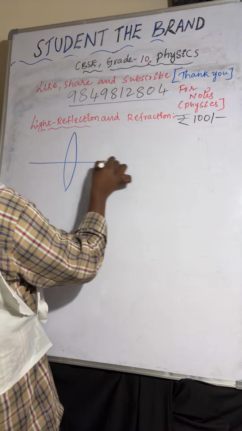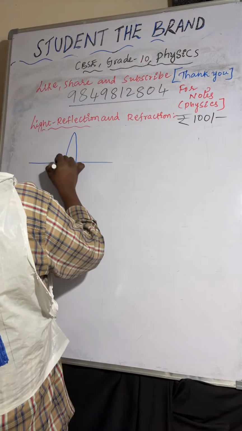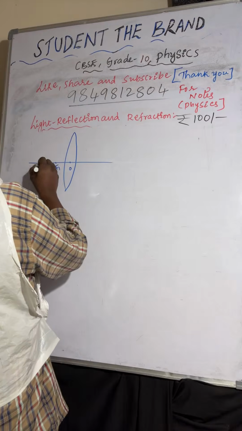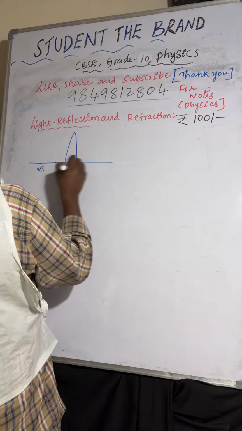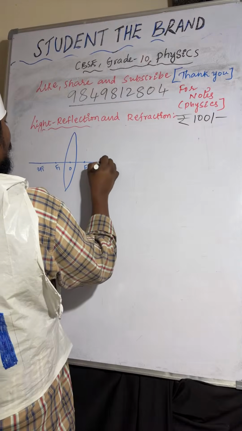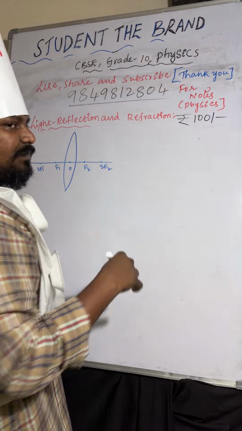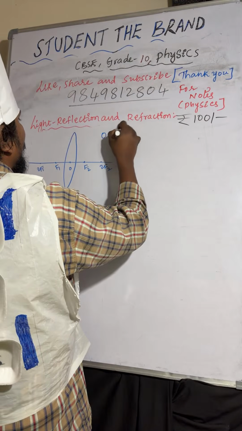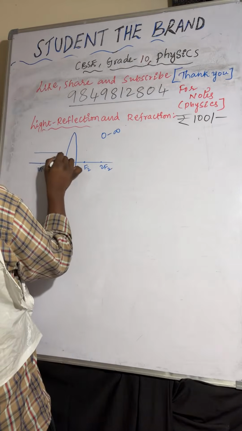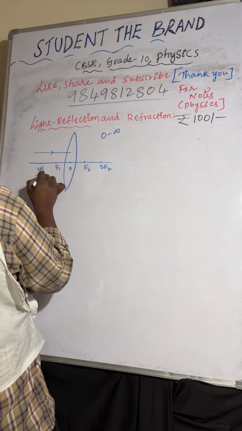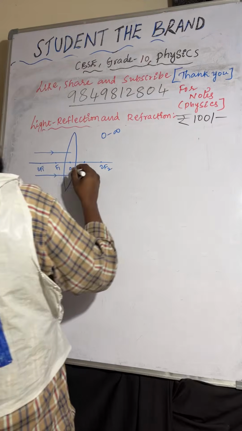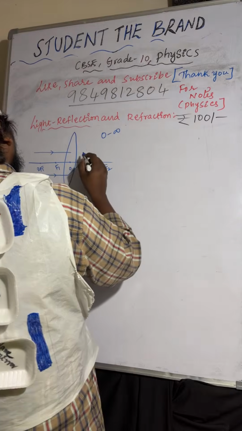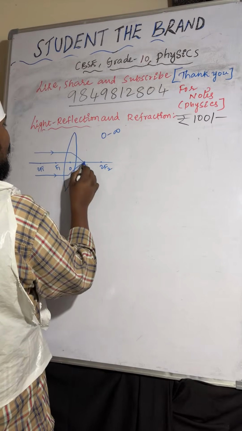Optic center, F1 to F1, F2 to F2. Object is at infinity. How many light rays are required to form the image of the object? Minimum 2 light rays. So one light ray I am taking like this. Another light ray is taking like this.